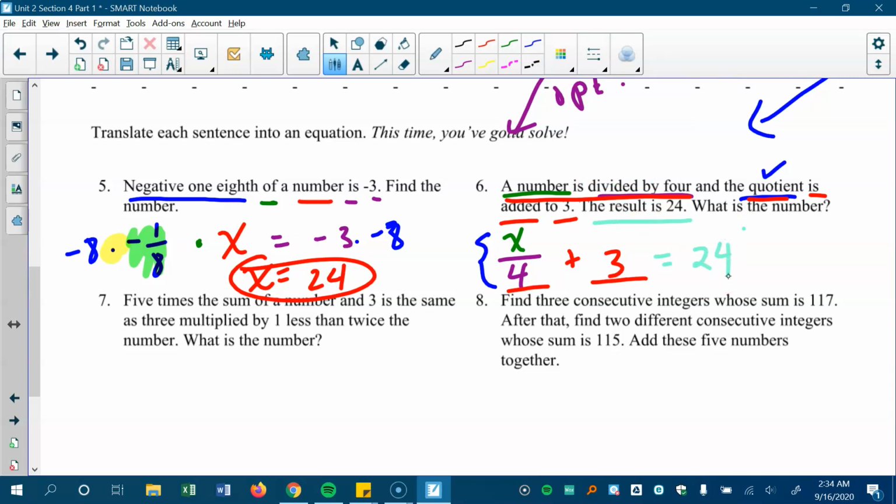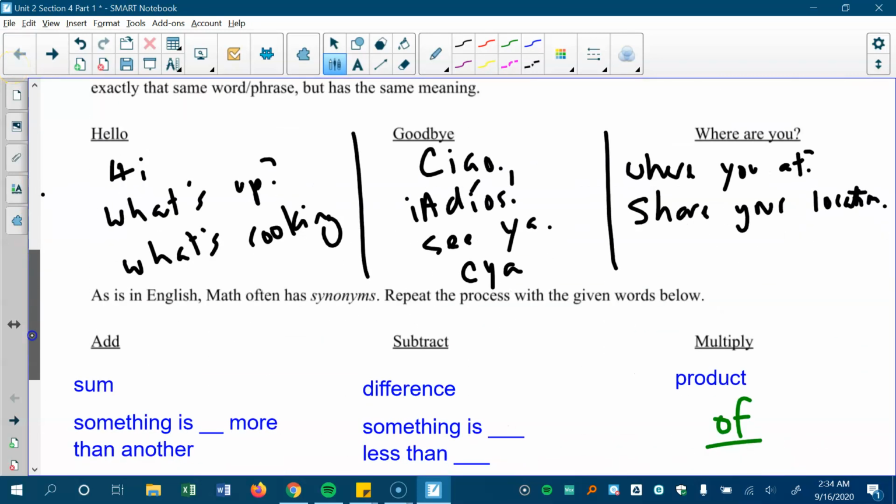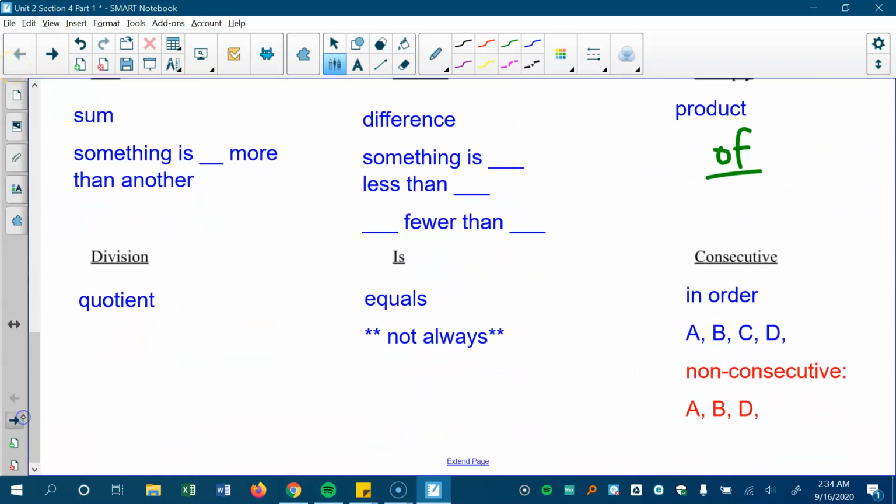Result means that we have an equal sign. So let's go back to is and equals. Let's throw this word down here: the result. Just so we add on to our dictionary of different ways to say the same thing.